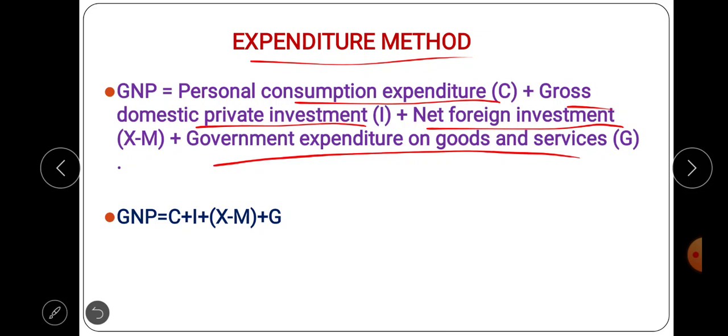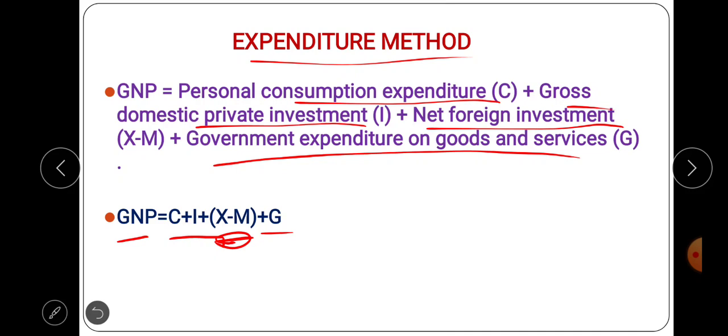In short, we can write this formula as GNP is equal to C plus I plus (X minus M), that is net export, or net foreign investment, plus G, that is the government expenditure on goods and services.